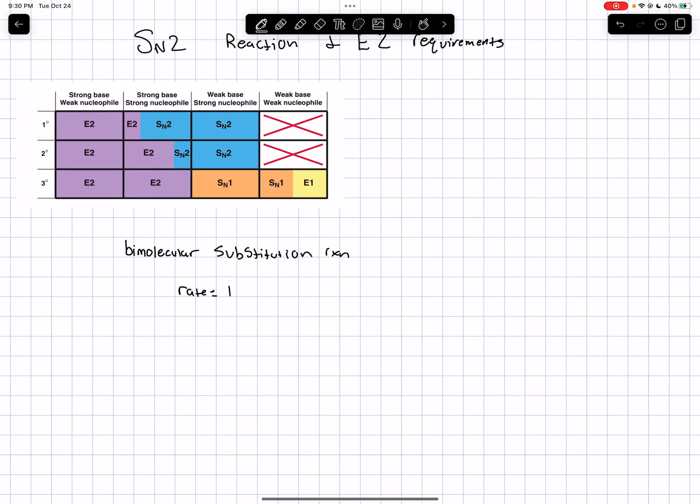And what that tells us is that the rate of this reaction is equal to the rate constant times the concentration of the nucleophile times the concentration of the electrophile. So it depends on both. If you double the concentration of the nucleophile, you increase the rate by 2. If you increase both the concentration of the nucleophile and the electrophile by 2, the entire rate increases by a factor of 4, because 2 times 2 would be 4. So that's what that's telling us.